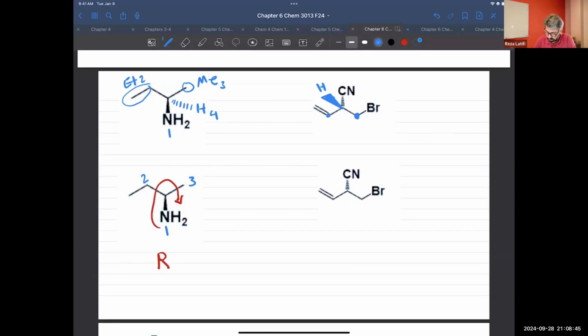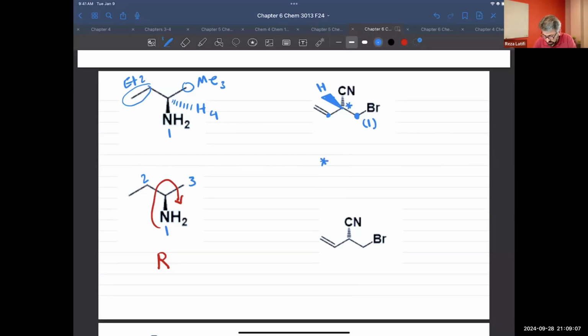Let's zoom in on the carbon. The first one is going to be this, because it's attached to bromine, and bromine has the highest atomic number here. So that's going to get the first priority. This one will be number 1. Now, this is our stereocenter.